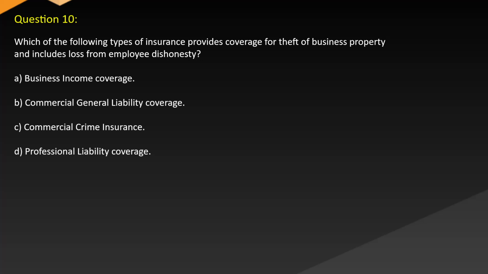Question 10. Which of the following types of insurance provides coverage for theft of business property and includes loss from employee dishonesty? A. Business income coverage. B. Commercial general liability coverage. C. Commercial crime insurance. D. Professional liability coverage.